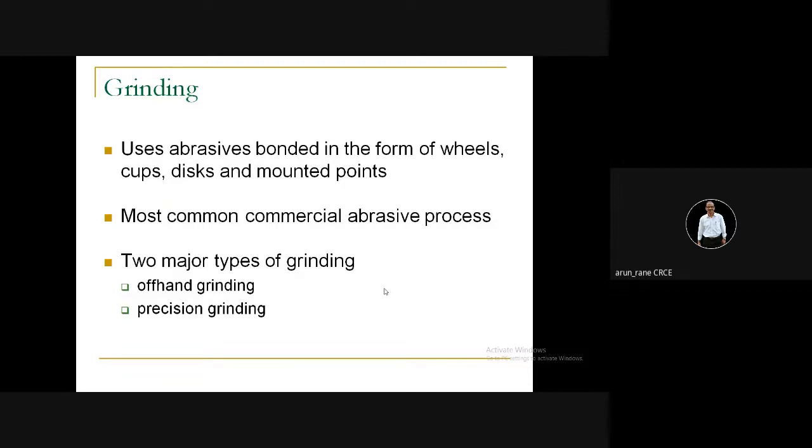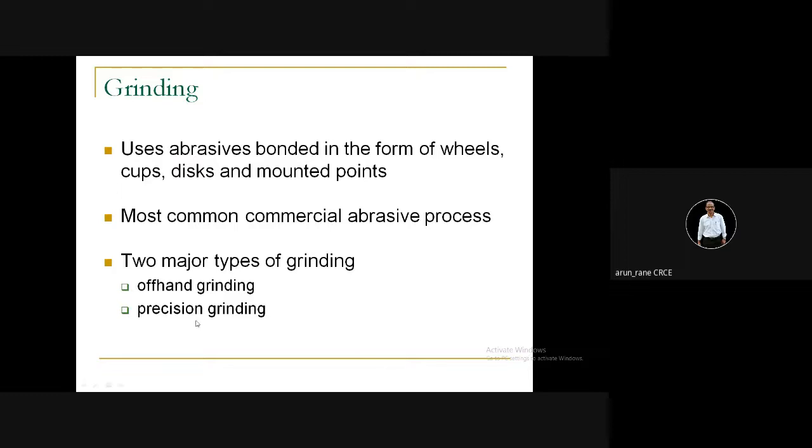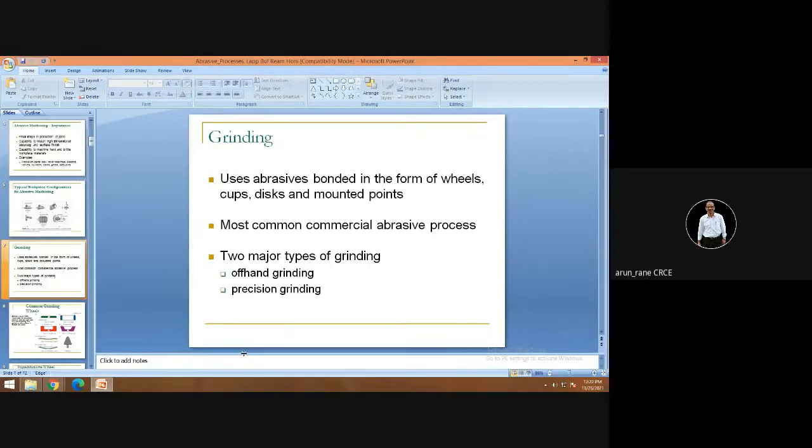There are two major types of grinding: offhand grinding and precision grinding. Offhand grinding means grinding done by hand, very rough, using a flexible grinder. That is called offhand grinding. And precision grinding means it is done with the help of machines.